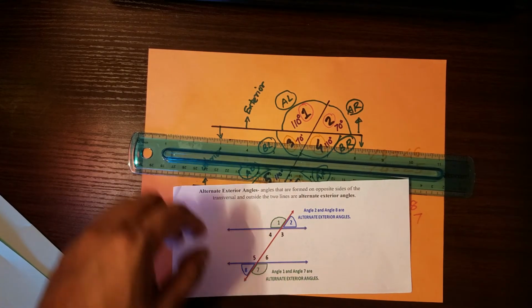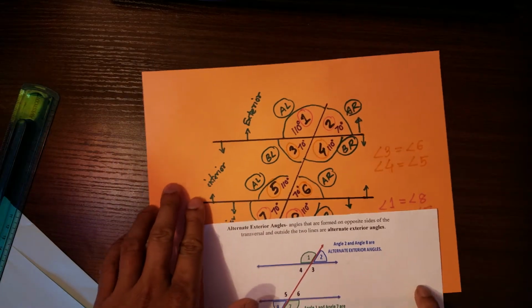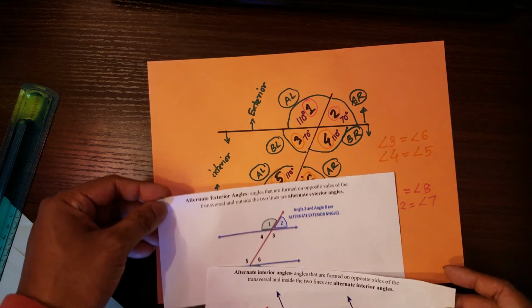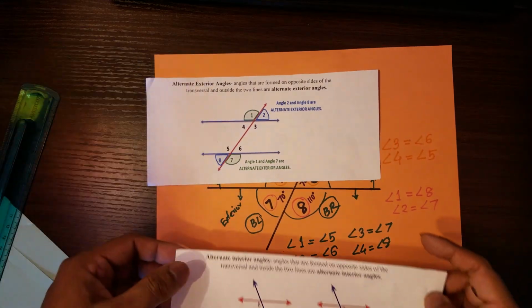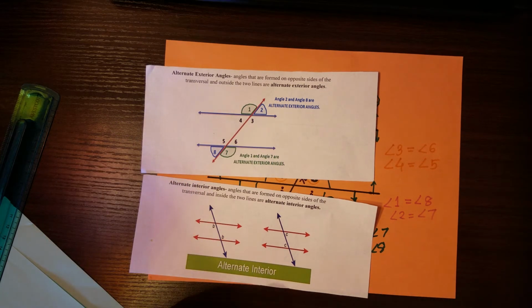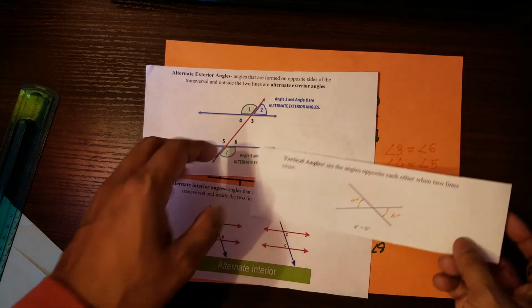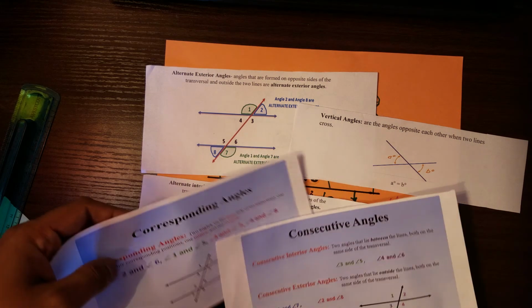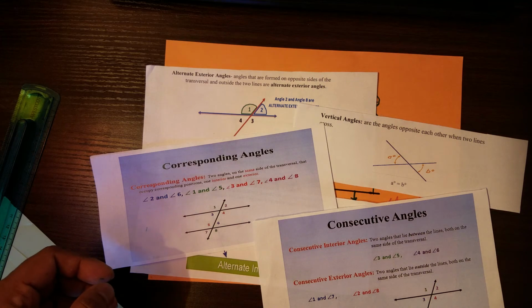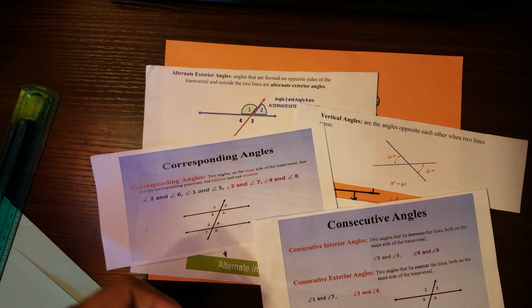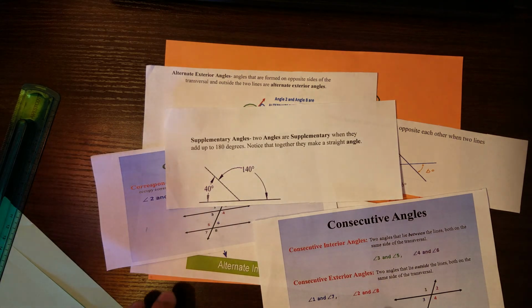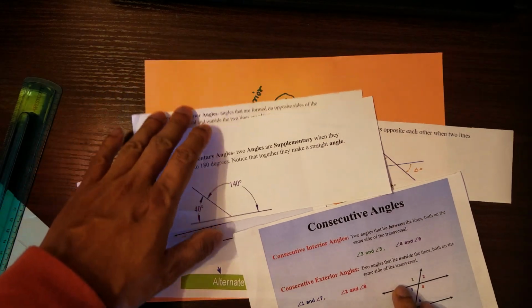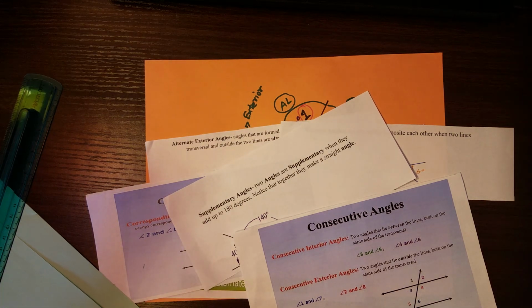So when two lines are crossed by a transversal, we have alternate exterior angles, alternate interior angles, we have vertical angles, we have consecutive angles, corresponding angles, and last we have supplementary angles. Alright, so that's all you need to know about the angles formed by two parallel lines and a transversal. Alright, thanks for watching.